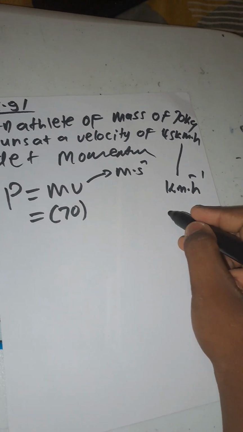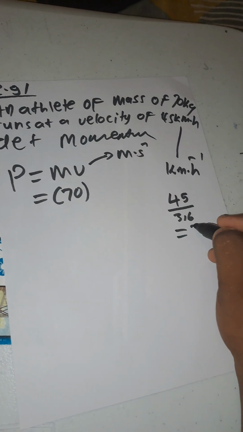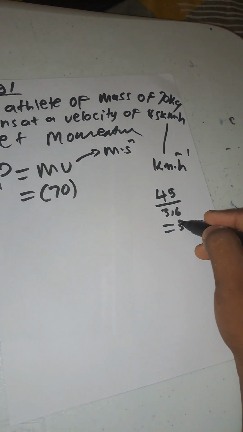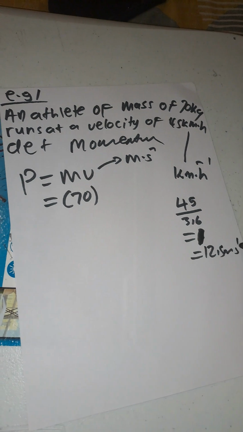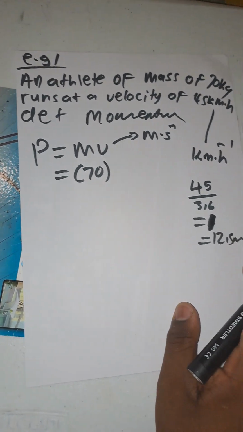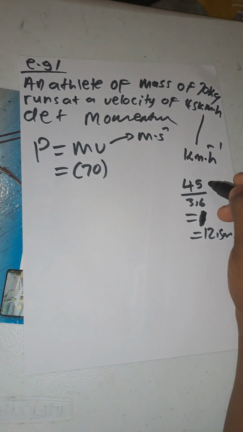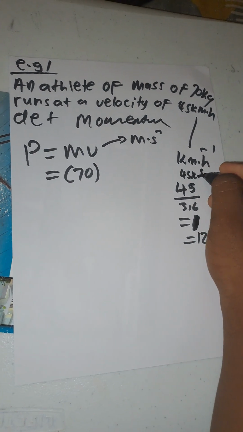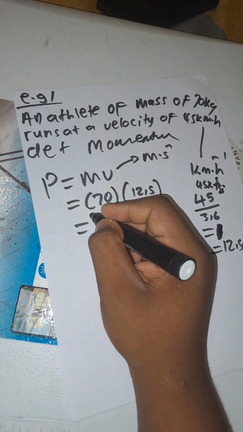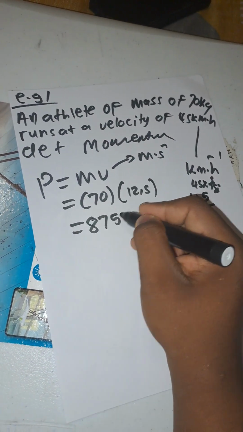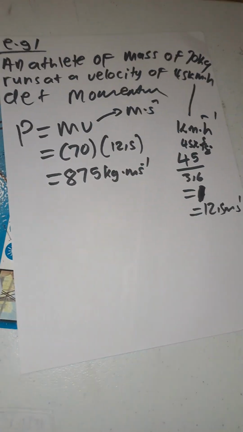So when you have kilometers per hour, you divide 45 by 3.6 and you'll get 12.5, which is meters per second. So when you convert kilometers per hour to meters per second, you divide that value by 3.6. Or you can say 45 times 5/18, you'll get the same answer. Now we have our 12.5, and when we punch it in our calculator, we get 875 kg·m/s. So that's how you do it.